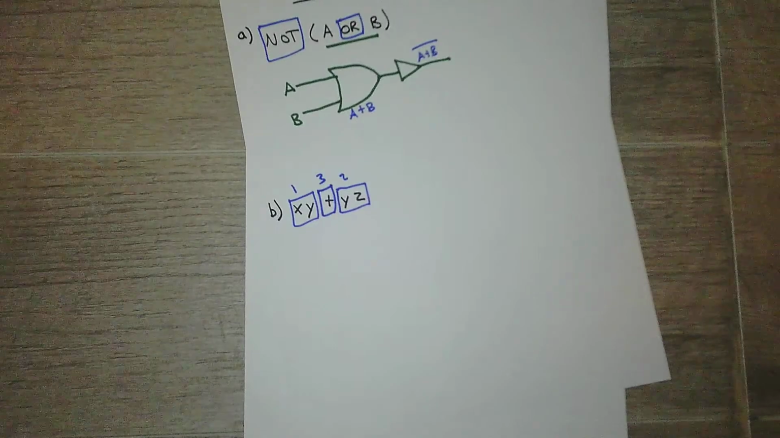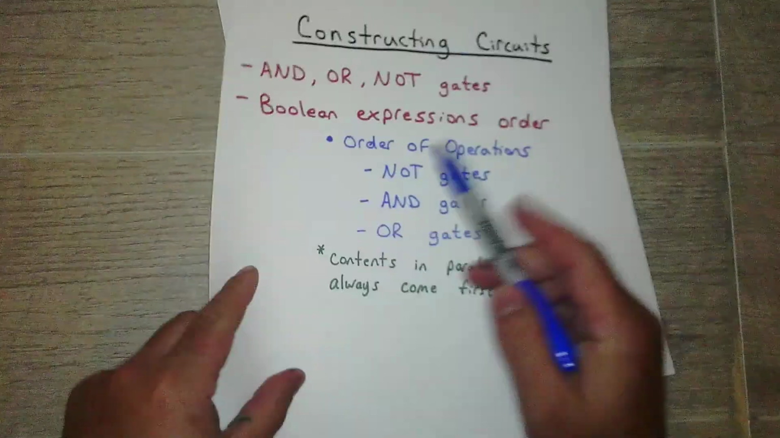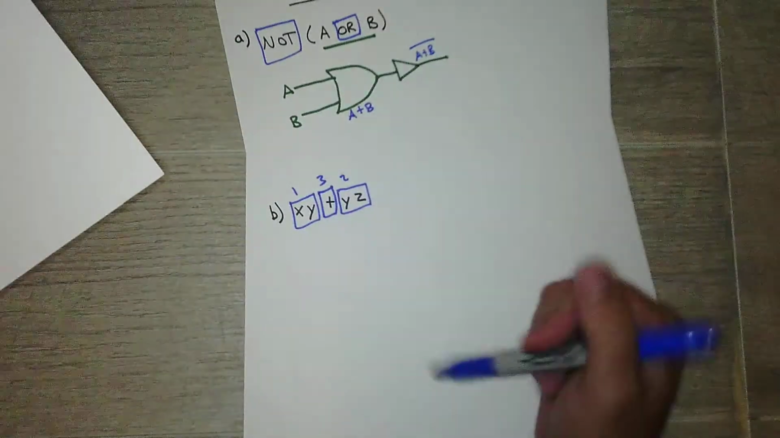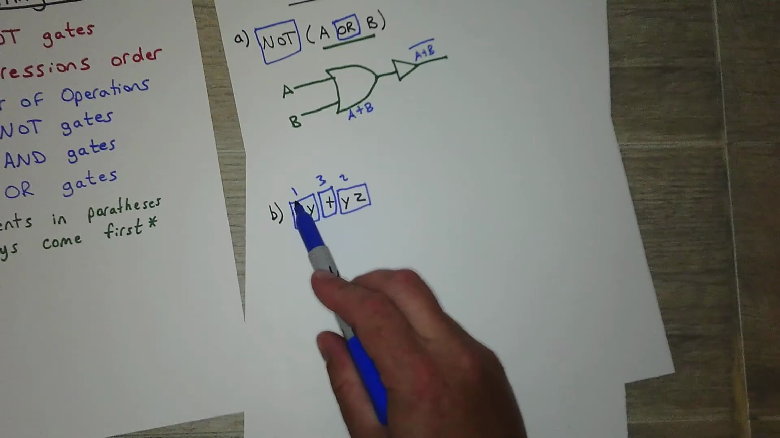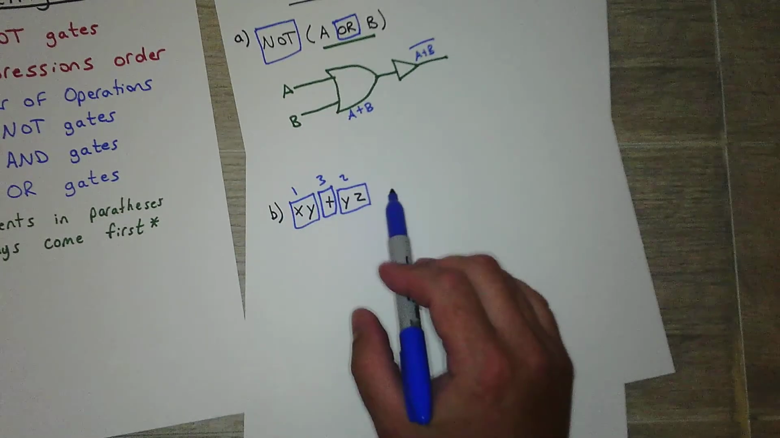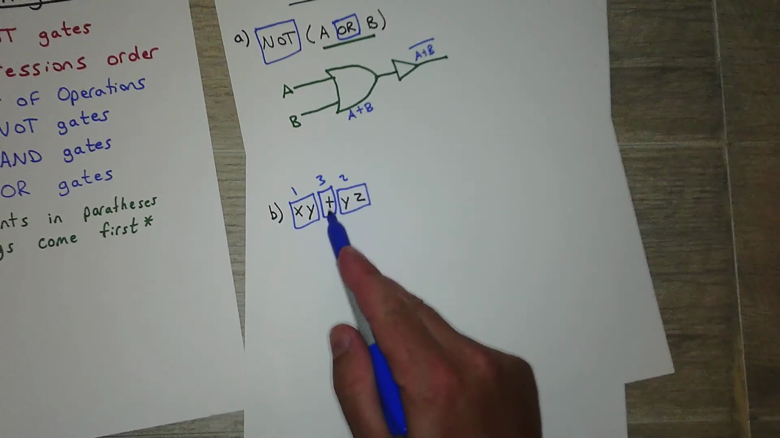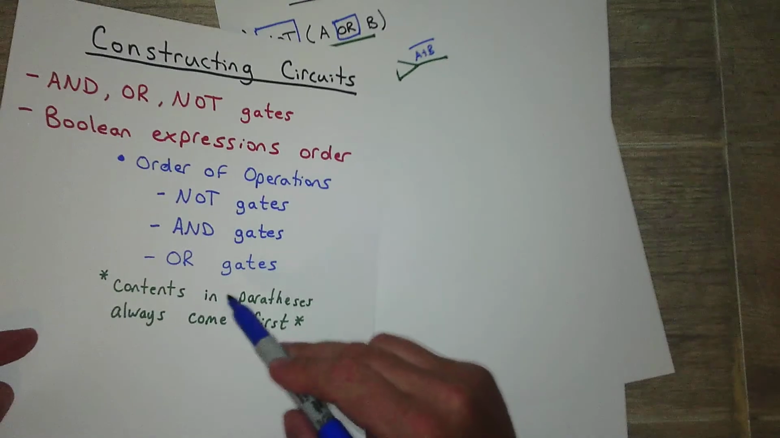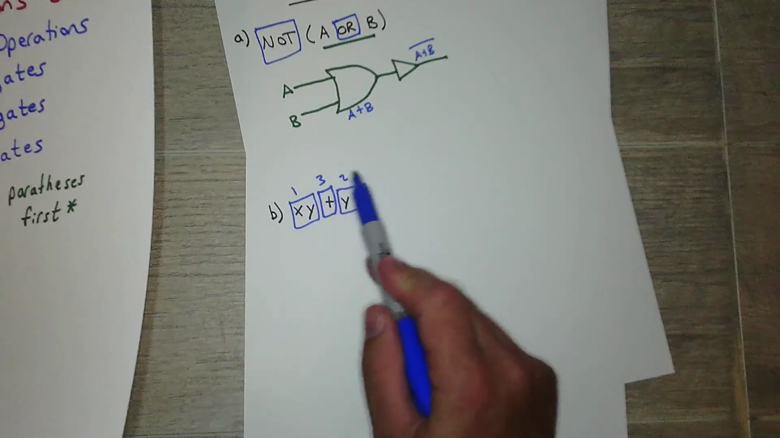Okay, so which ones come first? NOT gate. I don't have any NOT gates to worry about. And then my AND gates. That's why I labeled this 1 and 2, because these two you work from left to right. These are AND gates, so they're going to come before the OR gate, and then my OR gate is last. So that'll be the third gate. I'm going to do this gate first, then this gate, then that gate.